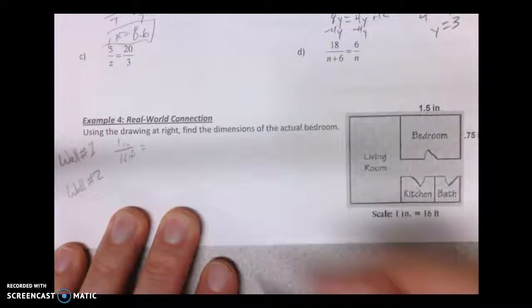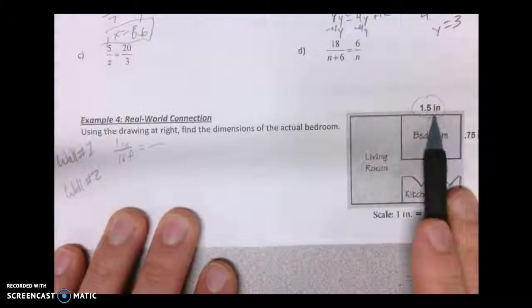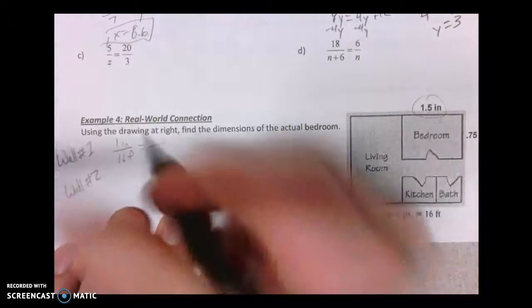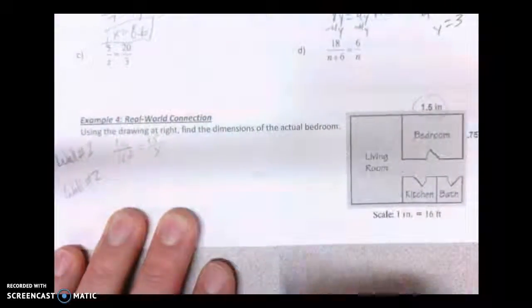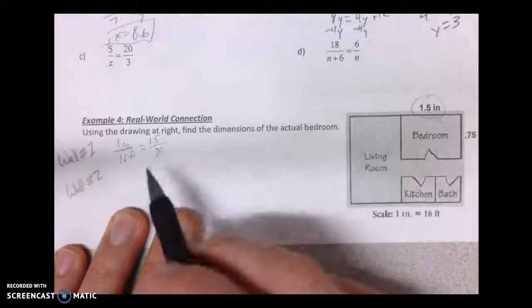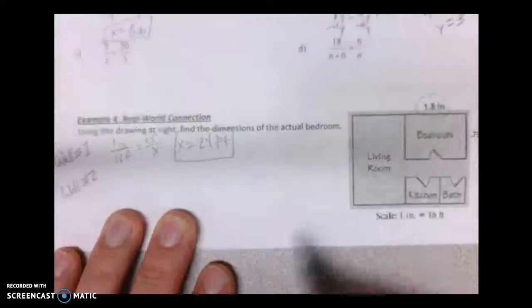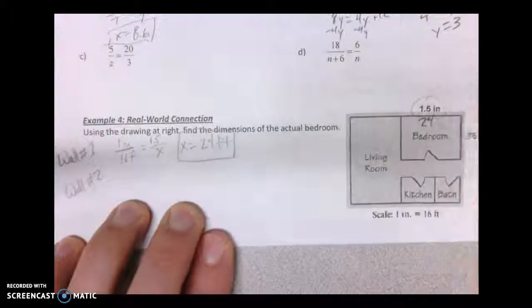And then I need a second proportion. Inches have to go on top. Well, I'm going to do this one first. We got 1.5 inches on the drawing. And then in real life, we don't know what it is. It's x. So again, we cross multiply. We do 1 times x is x. 16 times 1.5 would equal 24. So in real life, we get x equals 24 feet. That's this dimension, so that's a 24.